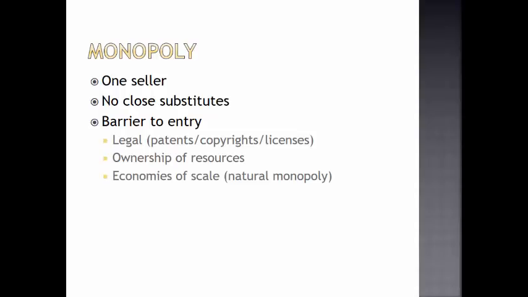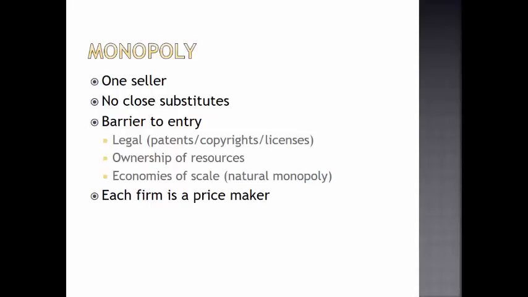Another barrier to entry is the existence of economies of scale, and these are in the case of natural monopolies. So a natural monopoly is simply where it's cheaper for one business to supply the market than to have competing firms supplying the same product.